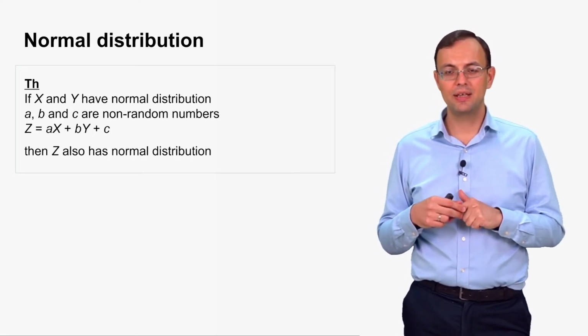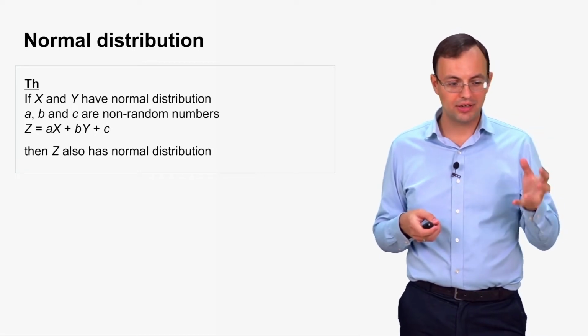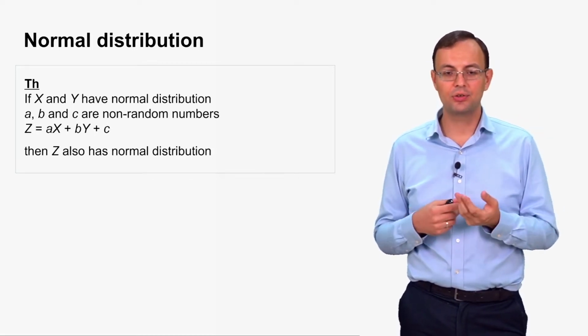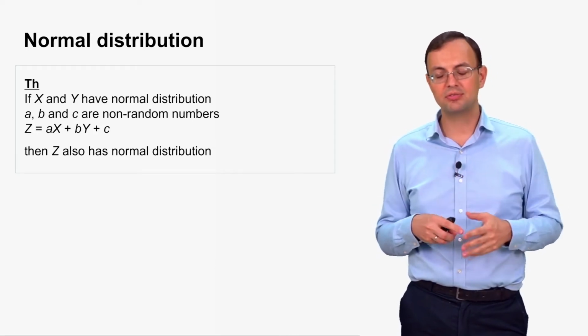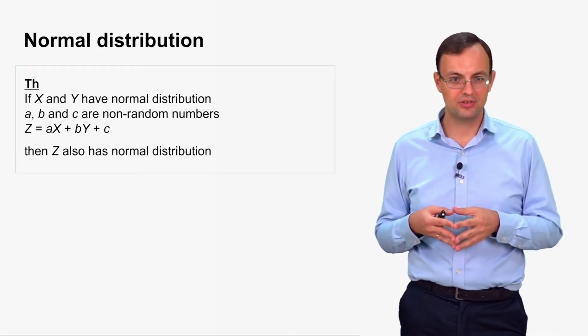And so if you see a random variable that is a linear function of one or of two or of several normally distributed random variables, it is also normally distributed.